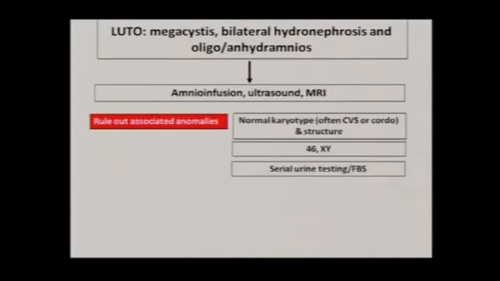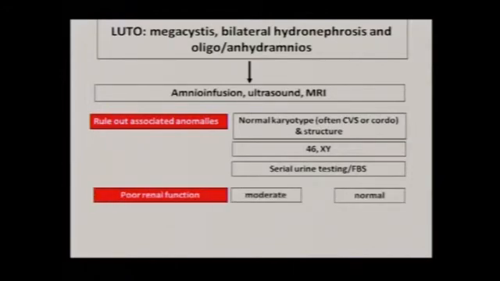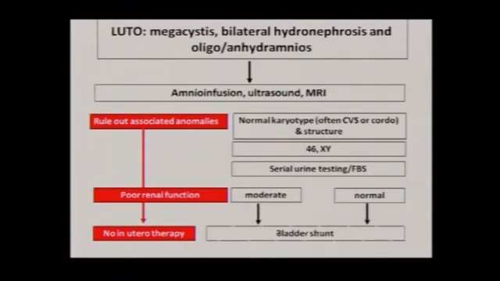So when there are associated anomalies, we will not go on further, but when it is normal and we have a normal karyotype, we wait for that. We will do serial urine tests. We also do a fetal blood serum, for research reasons, to correlate the ultrafiltrate with the serum levels. And when there is poor renal function, as well as when there are associated anomalies, we will decline fetal intervention. For the other two, we may consider bladder derivation, not only a shunt, but here the answer is different.